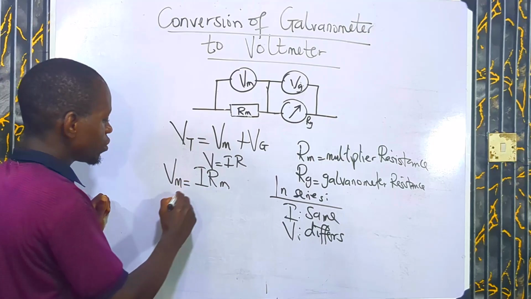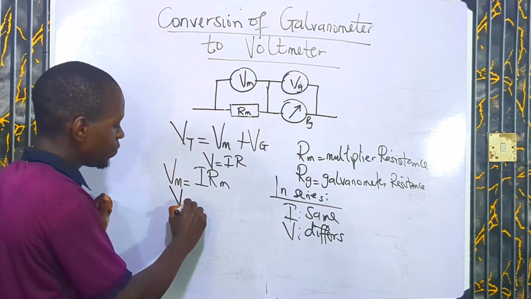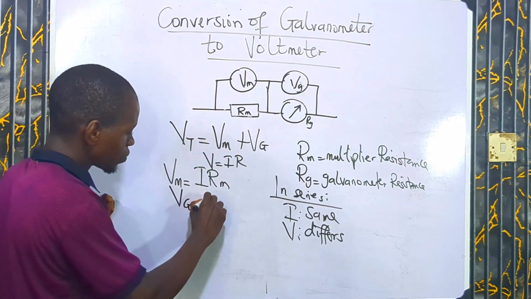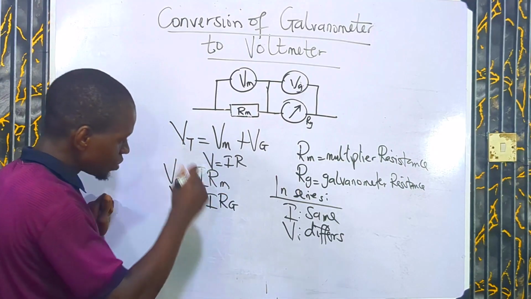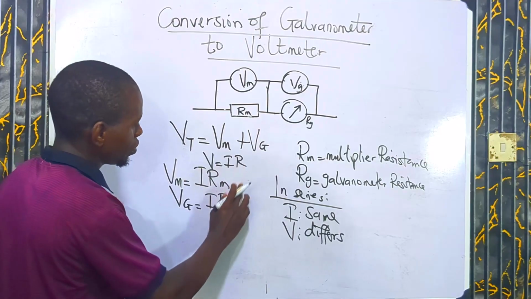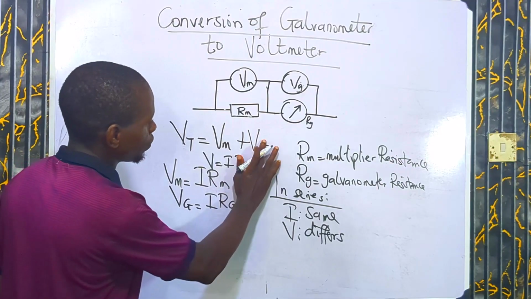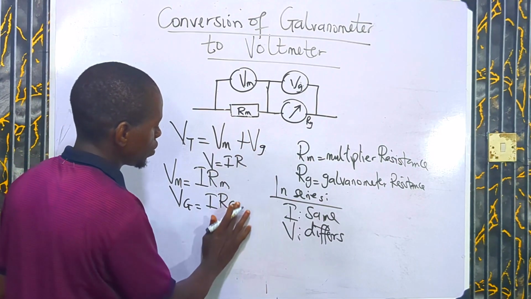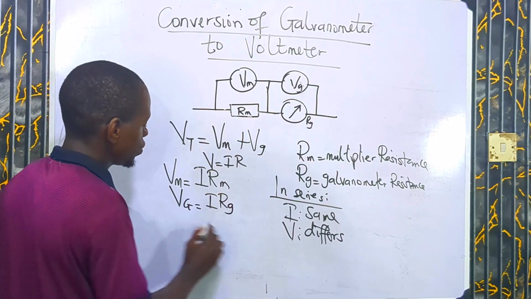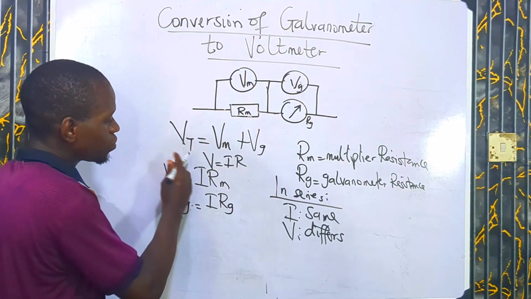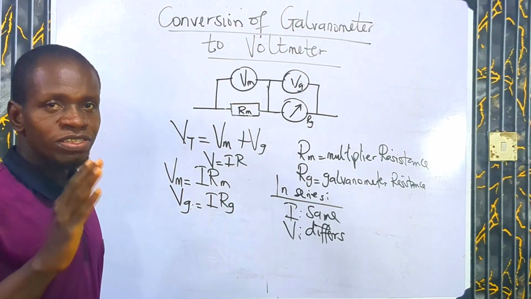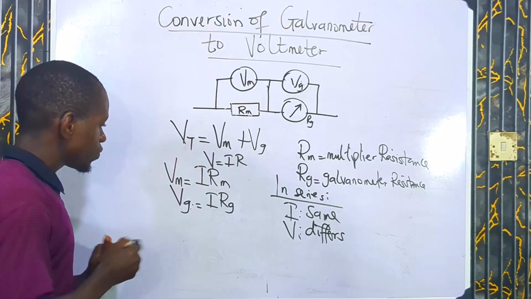Now, what is going to be my Vg? My Vg is going to be I Rg. Let me use a small letter for this, I Rg this way. So from what I have now, what next am I going to do?